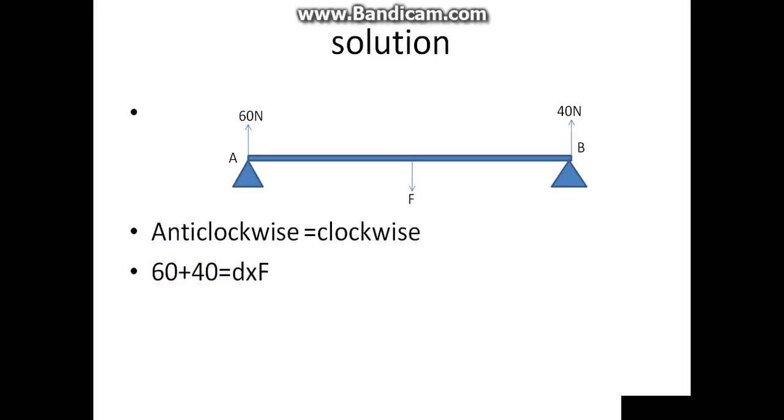We now do our addition: 60 plus 40 is 100, which equals the distance, which is the length of the body, 2, times the force of gravity F. Making F the subject of the formula, it becomes 100 over 2, which is 50 Newton.